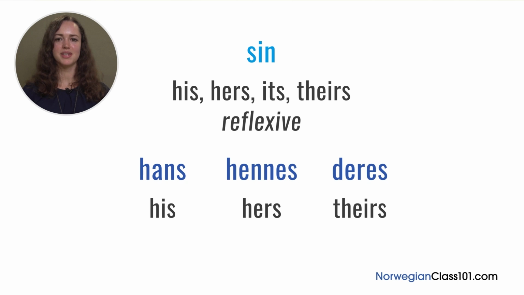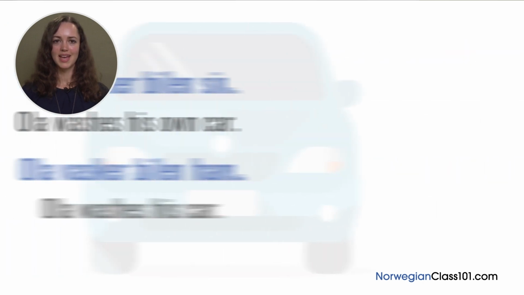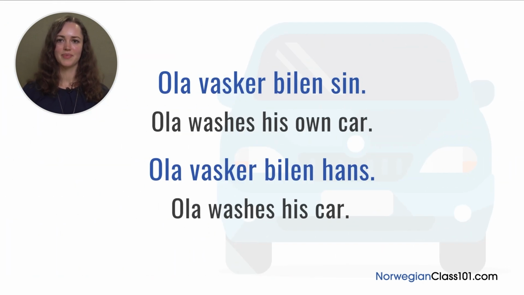Sin is used for something that is one's own. In other words, when the subject owns the object. Let's have a look at an example. Ola vasker bilen sin. This literally means Ola washes his own car.